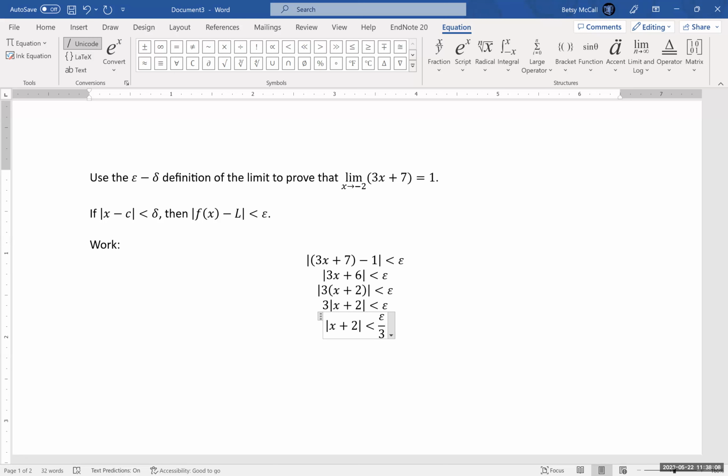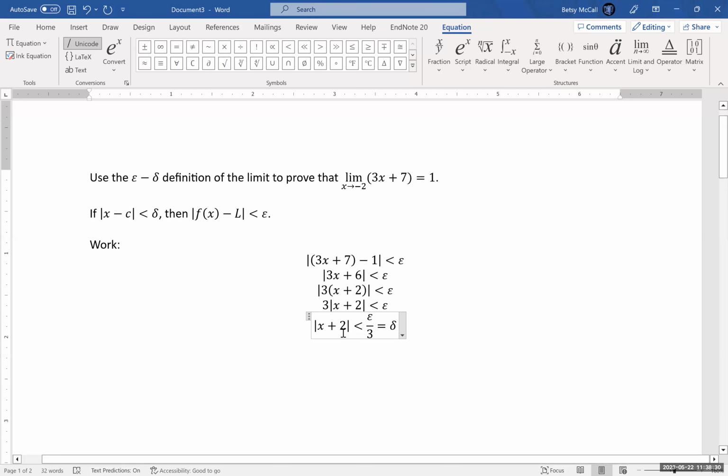Now, the thing that's important here is that in our problem, since x is going to -2, x minus a -2 is x plus 2. And so what we're going to do is set delta equal to epsilon over 3. That's the relationship that we need in order to do the proof going in the forward direction.